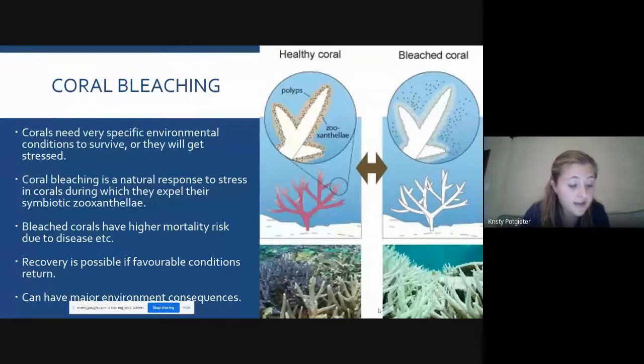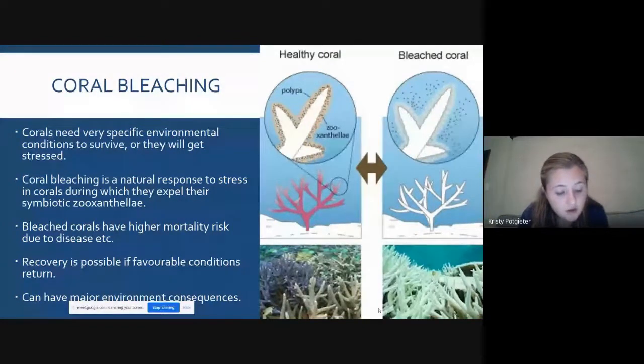Now, bleached corals have a high risk of mortality because they are more susceptible to starvation, disease, and further stress from other impacts like pollution. If the stressful conditions improve, corals can recover by taking up zooxanthellae from the water again, okay? But if conditions do not improve quickly enough, the corals will eventually die and become overgrown by fleshy macroalgae. So not the same algae that lives inside the coral. These are what we'd call your bad algae, I guess.